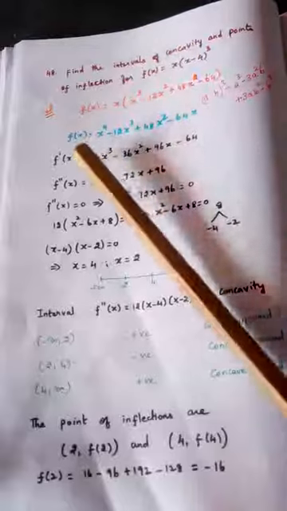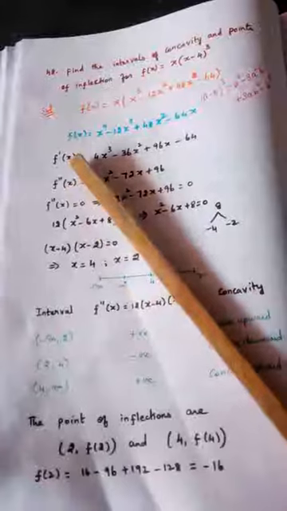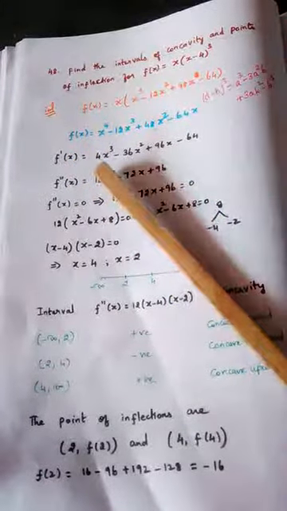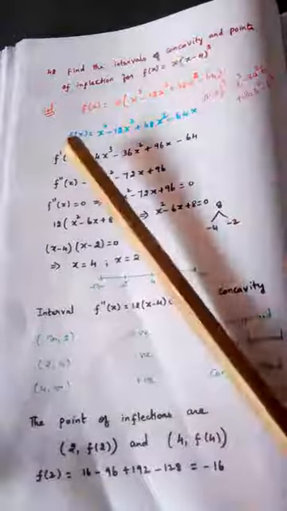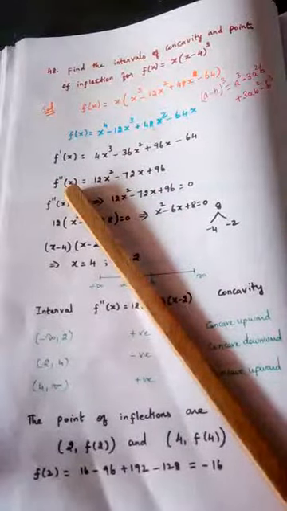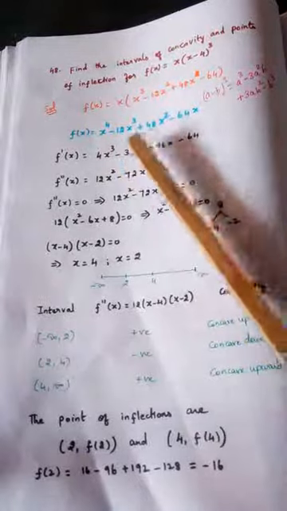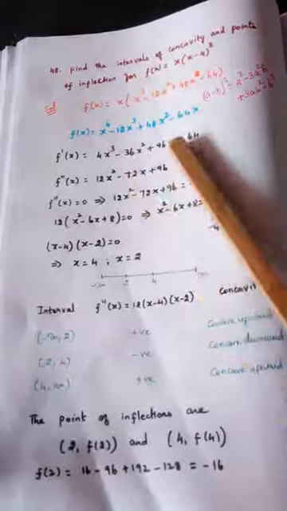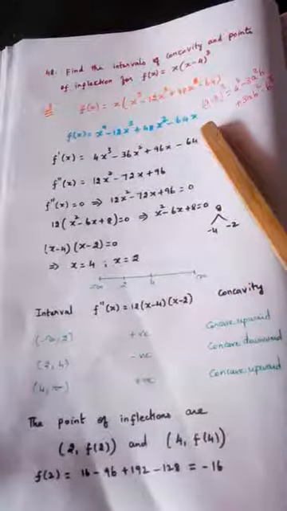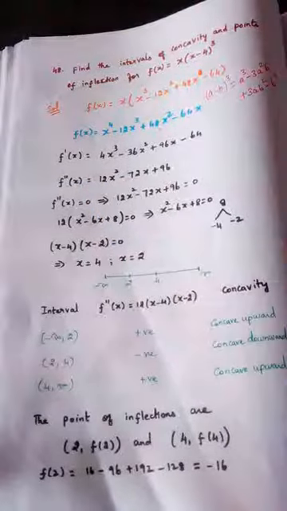Concavity means immediately you go for the second differentiation. Monotonicity means we will do this, put it equal to 0, and find the critical numbers. But concavity means after finding the first derivative, immediately go for the second derivative, f double dash of x. 3 comes with 4, 12x square, 2 with 36, minus 72x, x differentiation is 1, so plus 96, and the constant differentiation is 0, so it will not come. So this is f double dash of x.